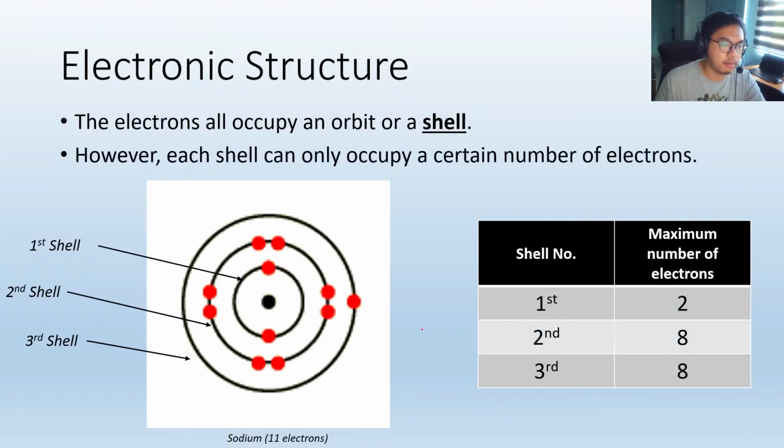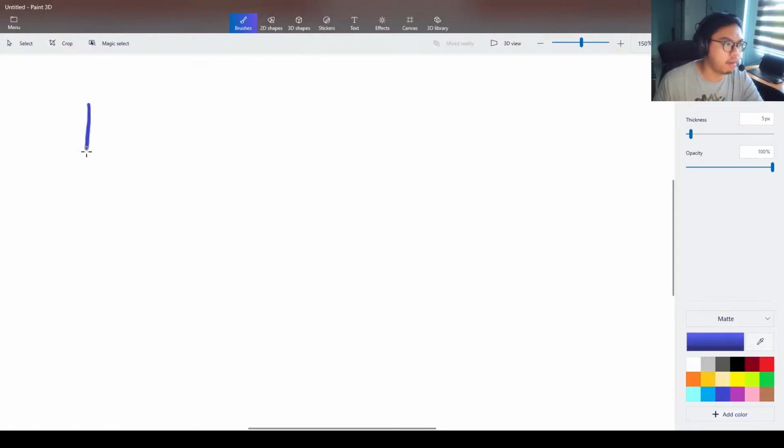Now when you are drawing this, it's very important for you to know the maximum number of electrons each shell can take. For the first shell, only 2 electrons can be there. The second shell, only 8 electrons can be there, maximum. And then the third shell, only 8 electrons can be there. Now I will show you how to draw the electronic structure of an atom. Let's take magnesium, for example.